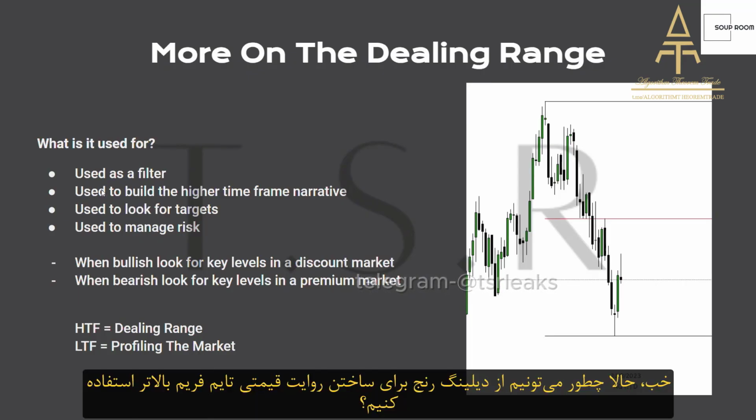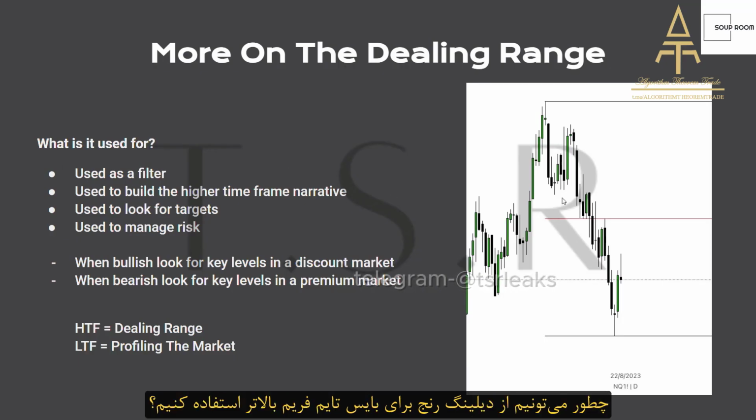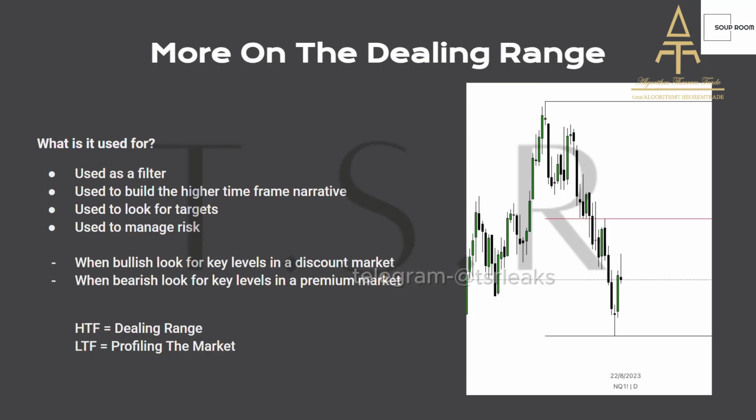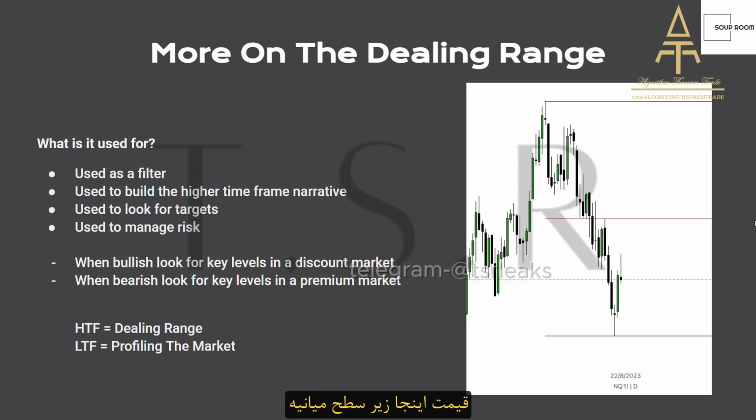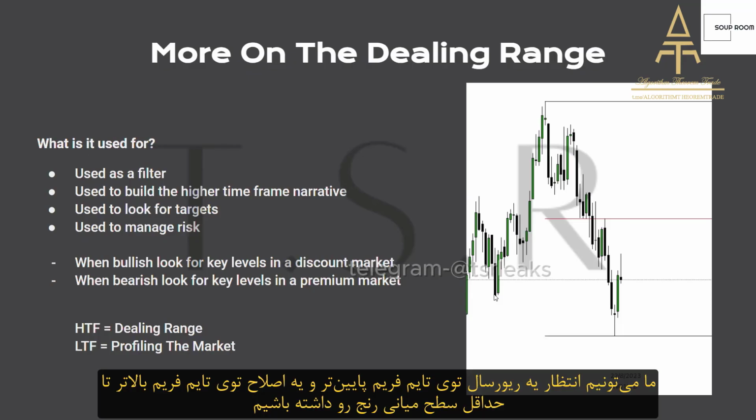Okay, now how can we use the dealing range for the higher time frame narrative? How can we use a dealing range for higher time frame bias? First off, if price is in a premium market, actually, let's start before that. Price is below the midpoint right here. We can expect a reversal on the lower time frame and a retracement on the higher time frame to at least the midpoint of the range.